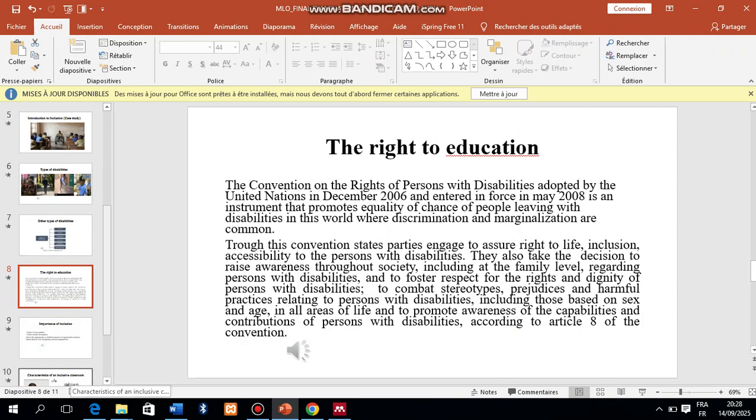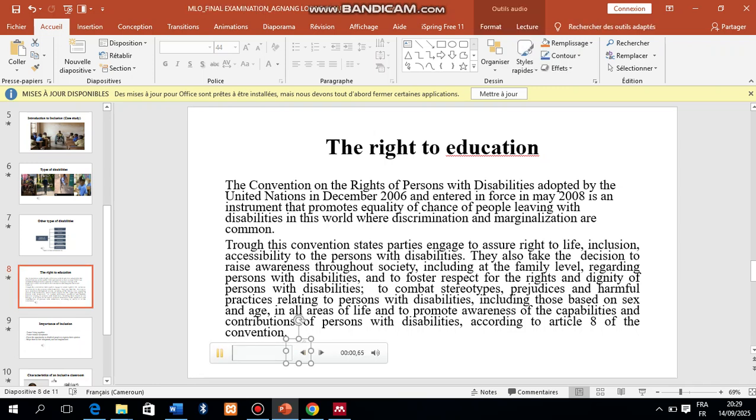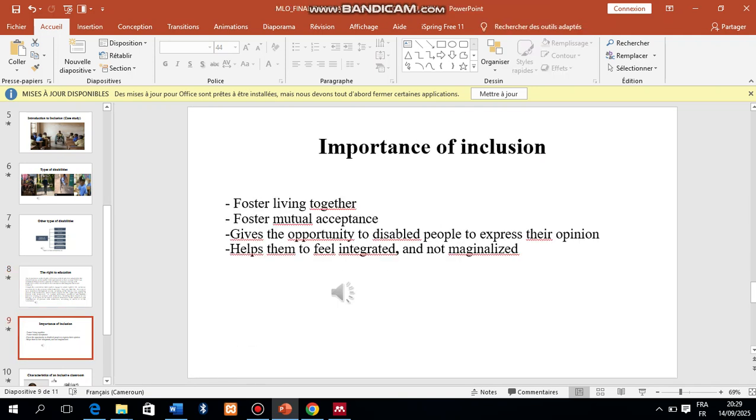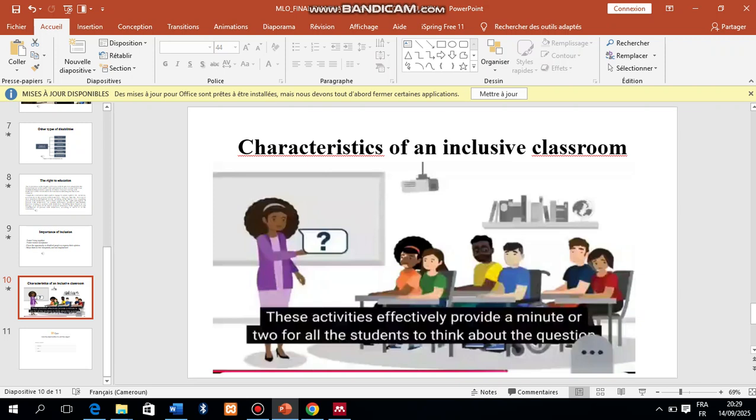And here we are also using a voice-over narration to explain to the student what the Convention on the Rights of Persons with Disabilities says about this category of people. So here you can also listen. Importance of inclusion. I once more use my voice, and here we have the characteristics of an inclusive classroom.